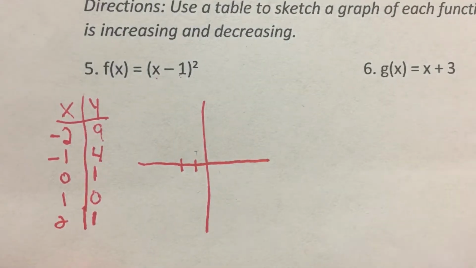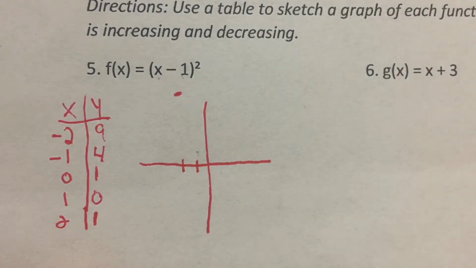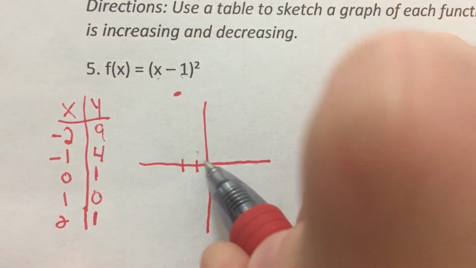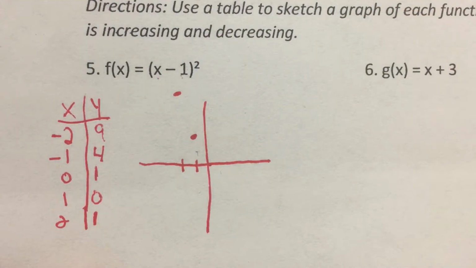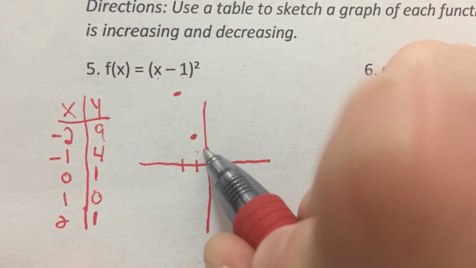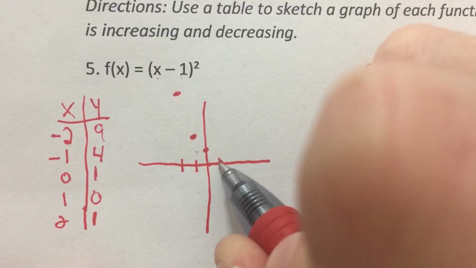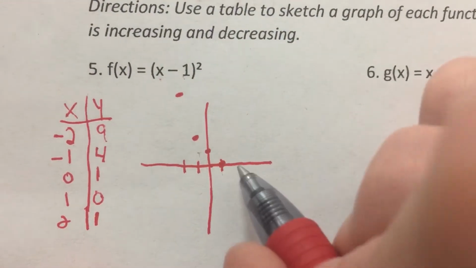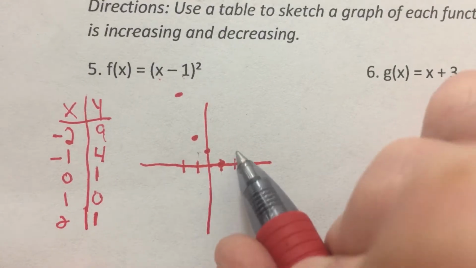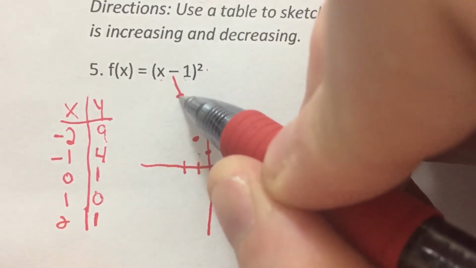-2, 9 would be to the left 2 and up 9, so somewhere up here. -1, 4 would be to the left 1 and up 4, somewhere in that neighborhood. 0, 1 would just be up 1. 1, 0 would be to the right 1 and not up at all, sitting there on the x-axis. And 2, 1 would be to the right 2 and up 1. So there it is. I know this is quadratic, so it's making a parabola.